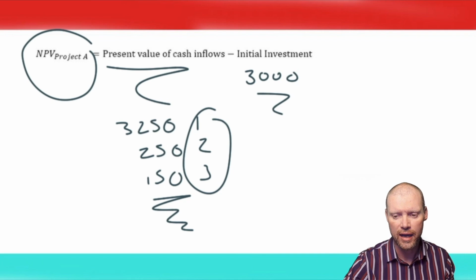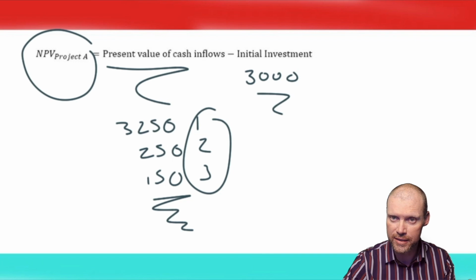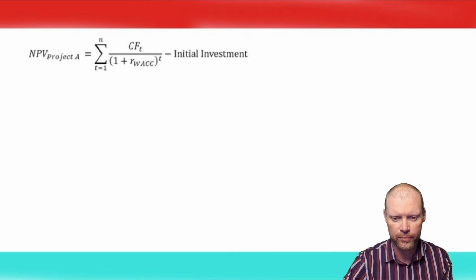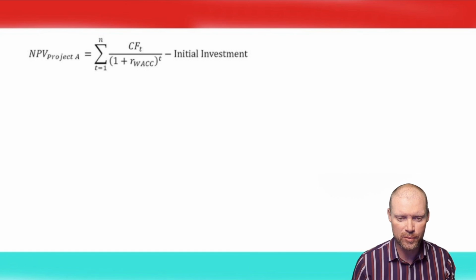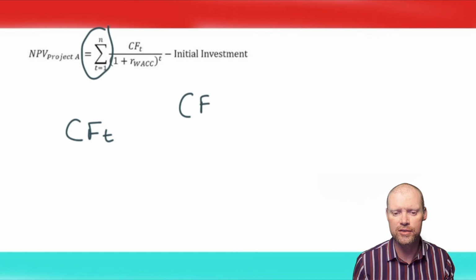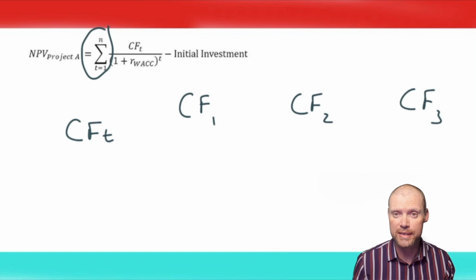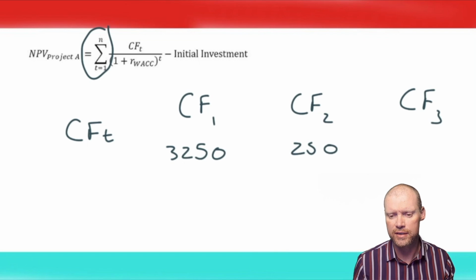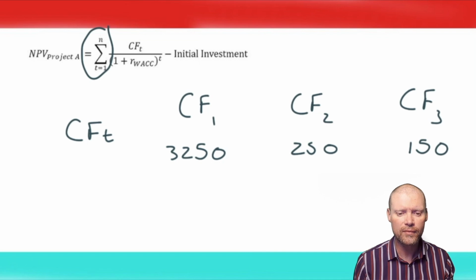Let's actually have a look at how this formula is represented and calculated in most corporate finance handbooks. So now when we express this mathematically, we would say the summation from t equals 1 to n of CFt. In our example, this CFt evaluates to CF1, CF2, and CF3 with the particular values of $3,250, $250, and $150.